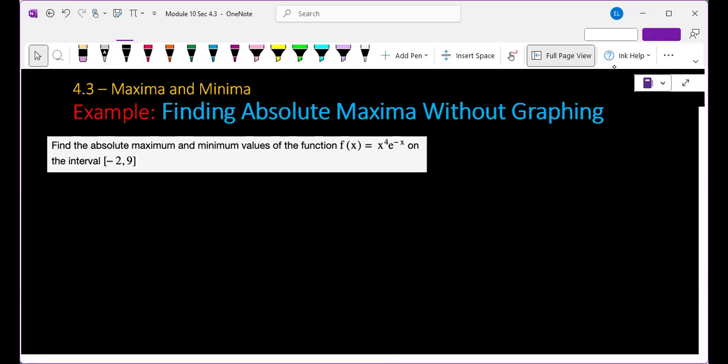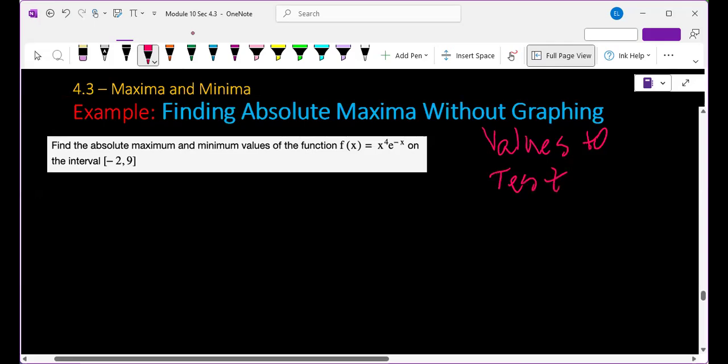But we have the very ridiculous function x to the 4th times e to the negative x. And it's being defined on the interval from -2 to 9. And they want absolute max and min. All right, so our values to test. You can write this as an f of x table, or you could just list the numbers, whatever you want to do. But we've got -2 and +9. That's the start of our list.